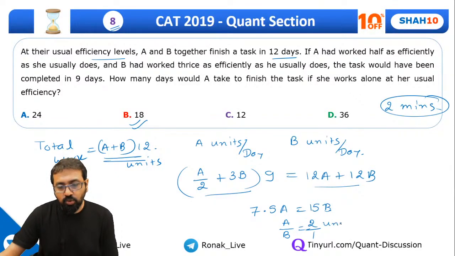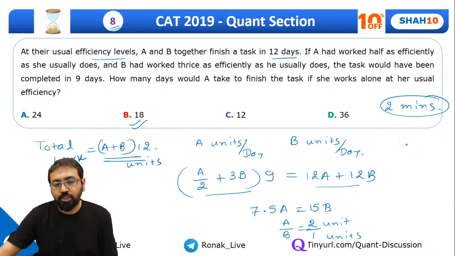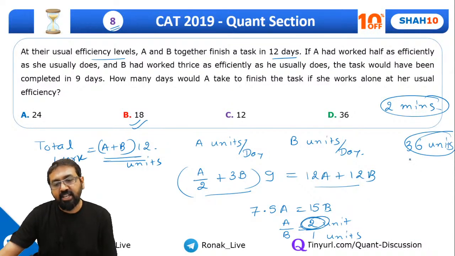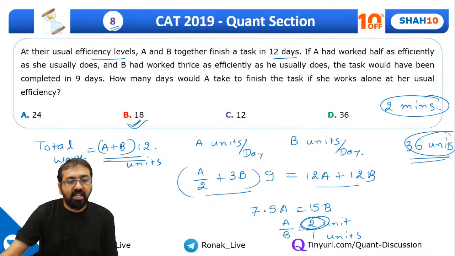That means A does 2 units of work per day and B does 1 unit of work per day. So total 2 plus 1, 3 units. It takes 12 days. So 3 into 12, 36 units of work. So total work should be 36 units, right? Now what does it ask? How many days would A take to finish the task if she does the work alone? Can I say A is doing 2 units of work every day? So 36 units, it will take 18 days.